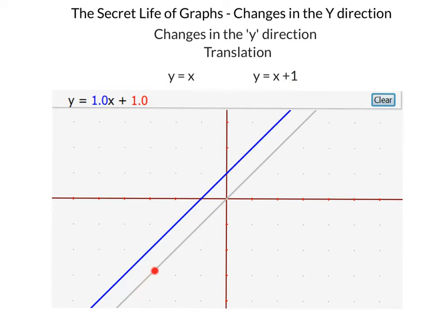Here is the equation of y equals x. Here is the equation of y equals x plus 1. Y equals x plus 1 is 1 higher for every point of the graph. So at 1, 2, 2, 3, etc. Every point on the grey graph is 1 below the blue graph, because the plus 1 adds 1 onto every value of x. This is called a translation in the y direction.